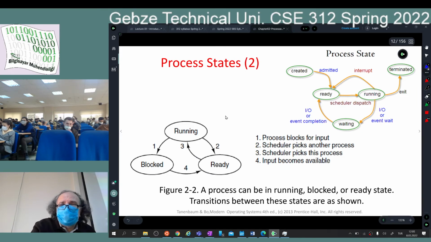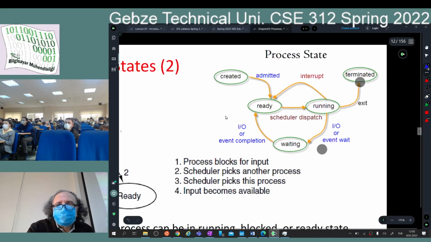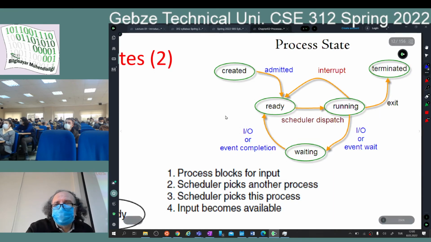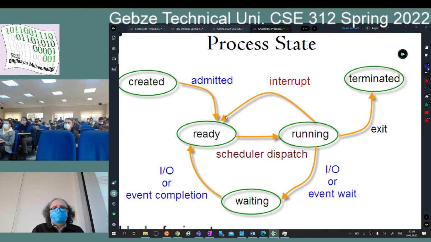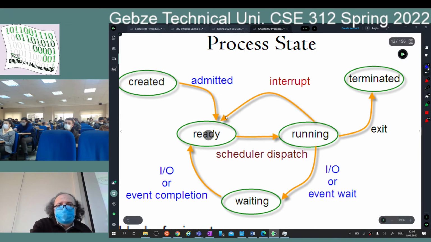So let's see this. Okay, this is directly from the book. This is from somewhere else. I am going to look at this one because this is more explicit, but the other figure is valid too. So ready, running, or blocked, waiting in this case. Created and terminated are two more states, but they are kind of obvious. A process is created and terminated. So let's ignore these two for now. Let's look at this one.